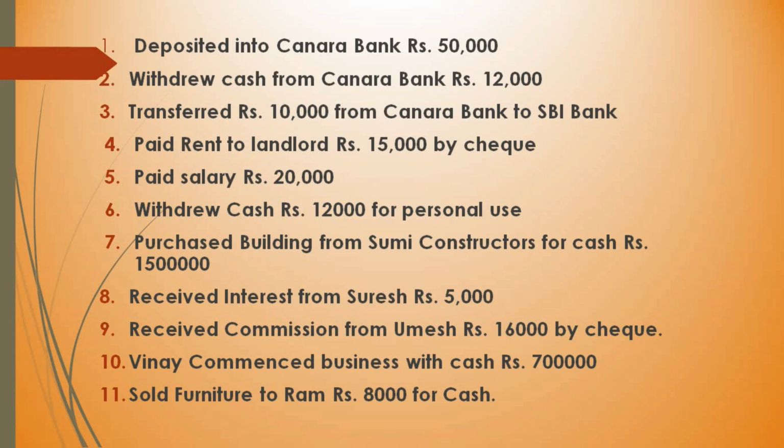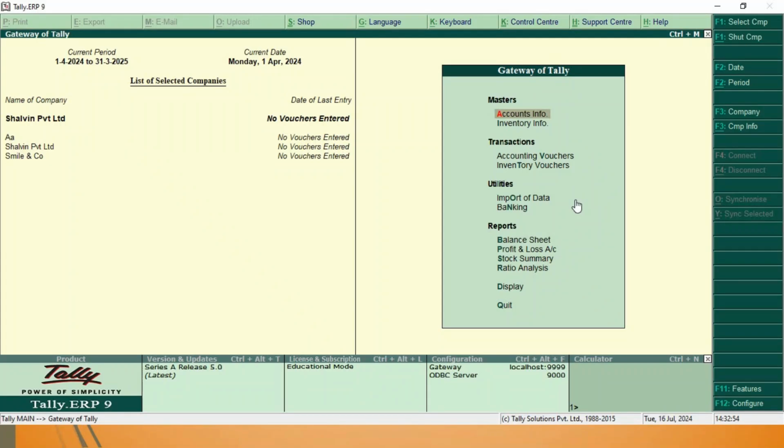So these are the transactions which I have already explained in my last video. Let's see how to make these entries in Tally ERP 9. So we have already created a company by name Shalvin Private Limited. The first step, you're just going to create a company. We have already put a video on how to create company. If you have not watched, please watch it and then go for the next step.